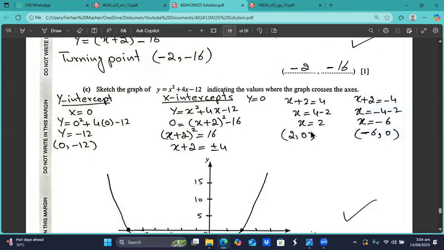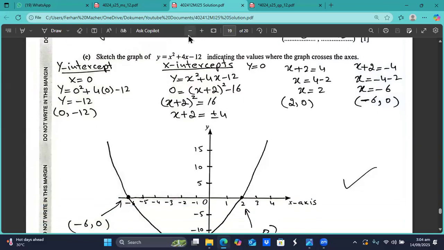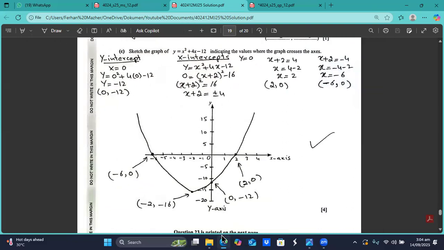So from here I get x = 2, so (2, 0). And from here the x value is -6. So the coordinates of the x-intercept will be (-6, 0). You see, this is a happy face because the x² coefficient is positive, so it's a happy face. It's a quadratic equation, so I will just make a grid here.